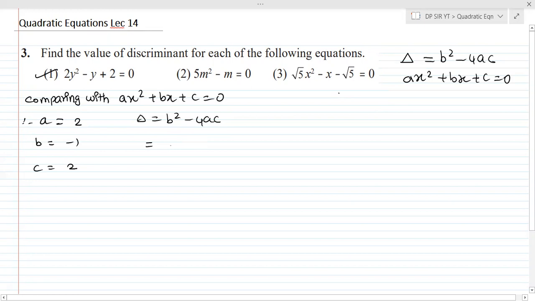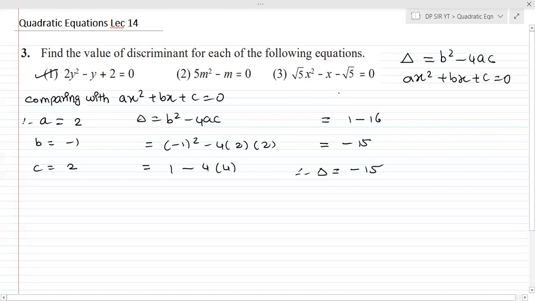which is equal to b square, that is minus 1 the whole square, minus 4ac, which is equal to 1 square is 1 minus 4. 2 into 2 is 4. So here it's going to be 1 minus 4 into 4 is 16. So here it's going to be minus 15. Therefore, the value of discriminant denoted by delta is equal to minus 15.